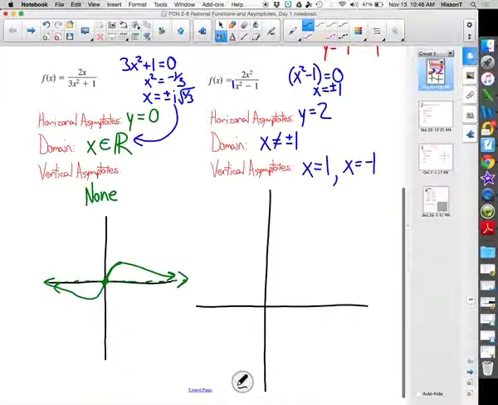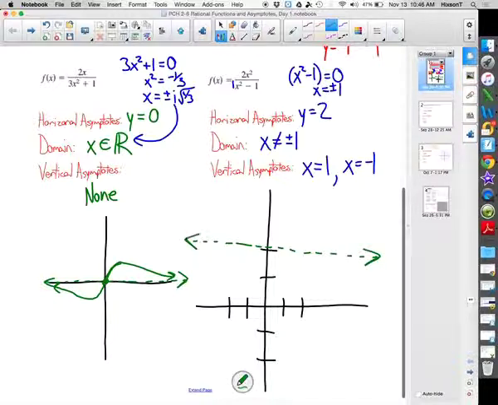When I'm sketching, the first thing I'm going to do is put my asymptotes on here. So I have a horizontal asymptote at y equals 2. We always sketch our asymptotes with dotted lines so we know that's not part of the actual function. And then we also have these vertical asymptotes at x equals 1 and at x equals -1. That will give us the general shape of this.